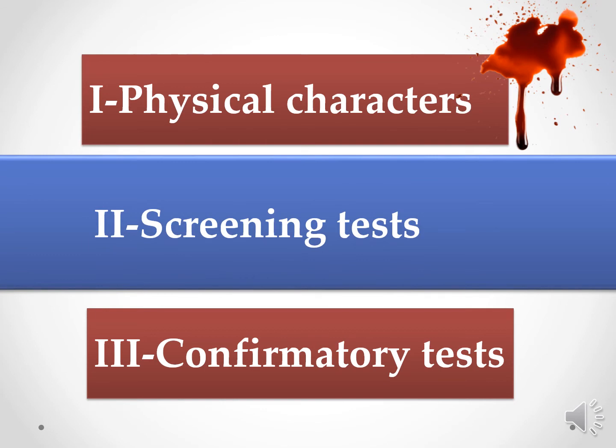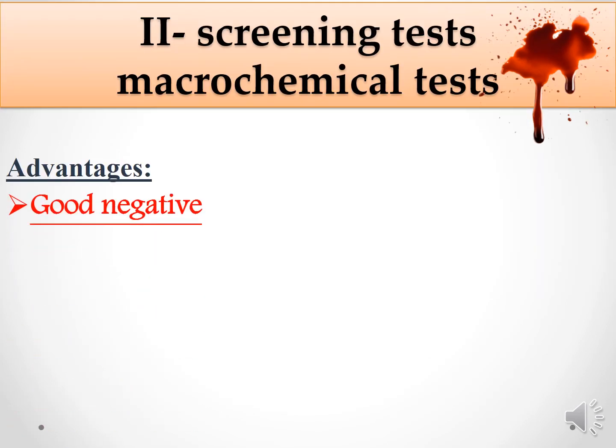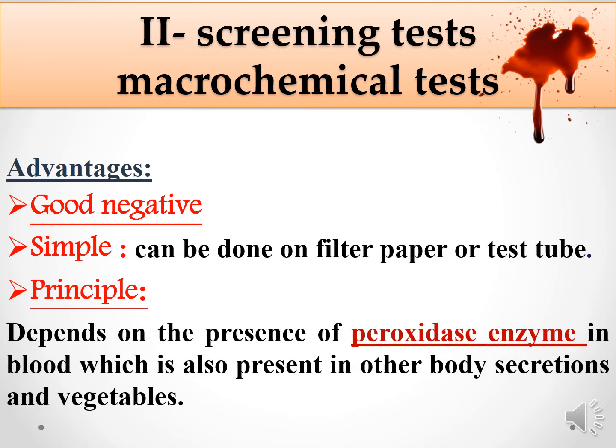Number 2, screening tests, or macrochemical tests. Advantage number 1, good negative. We will know now why good negative. Number 2, simple, as it can be done on filter paper or test tube. The principle of these screening tests depends on the presence of peroxidase enzyme in blood, which is also present in other body secretions and vegetables.